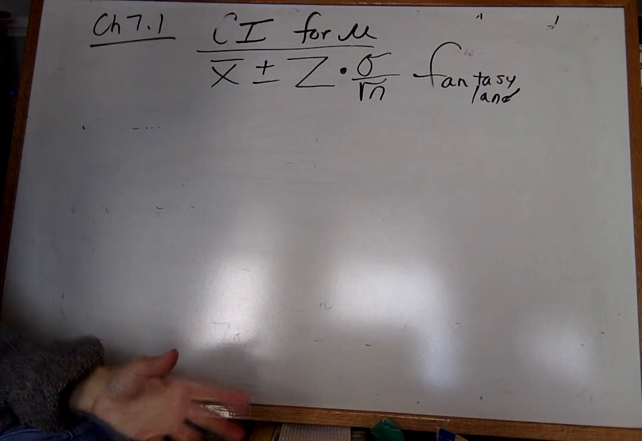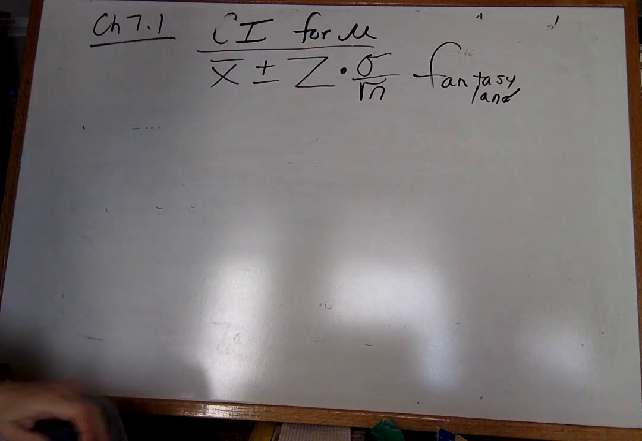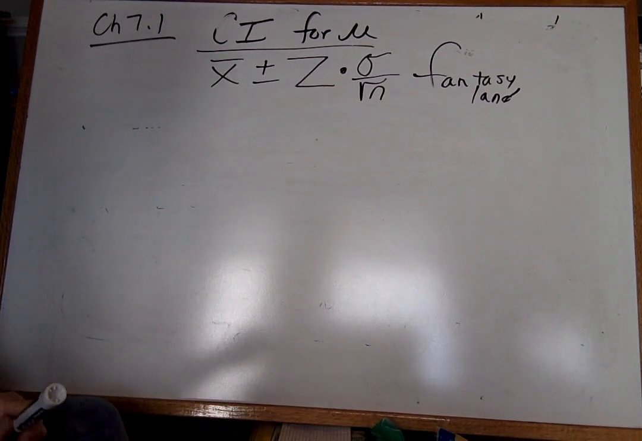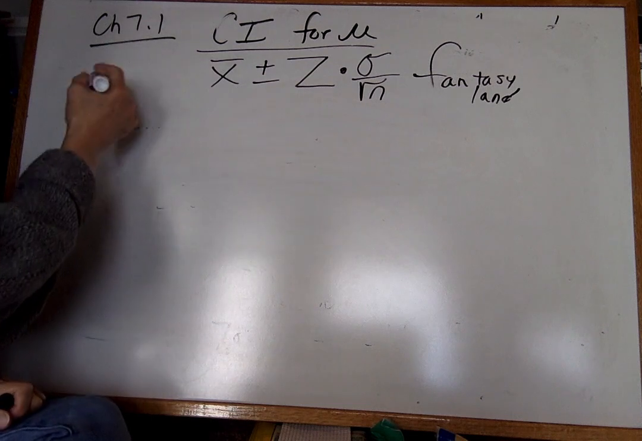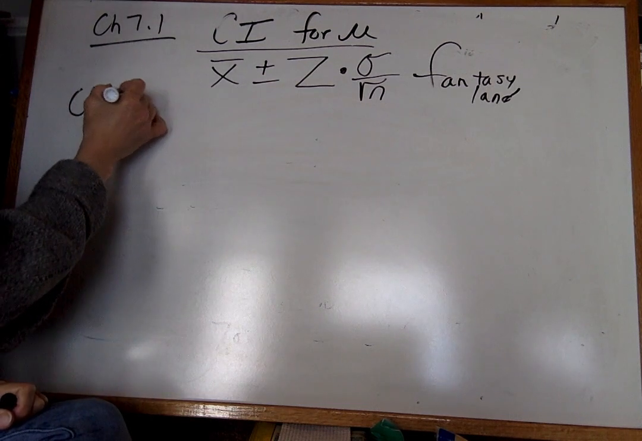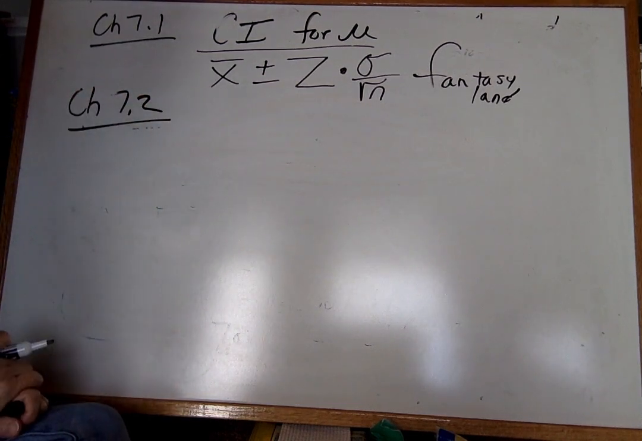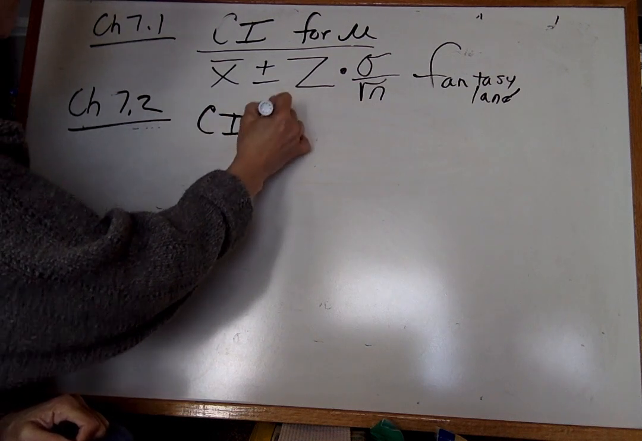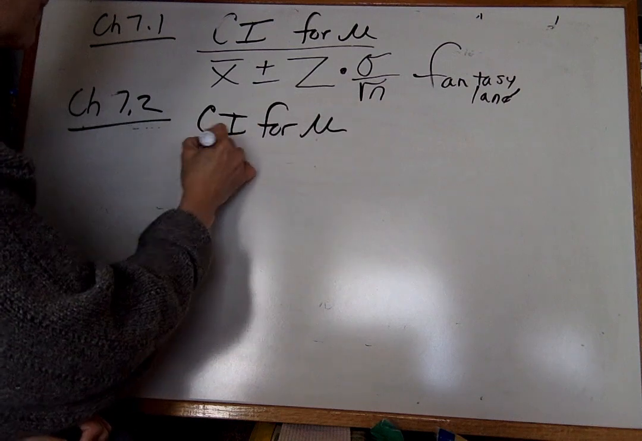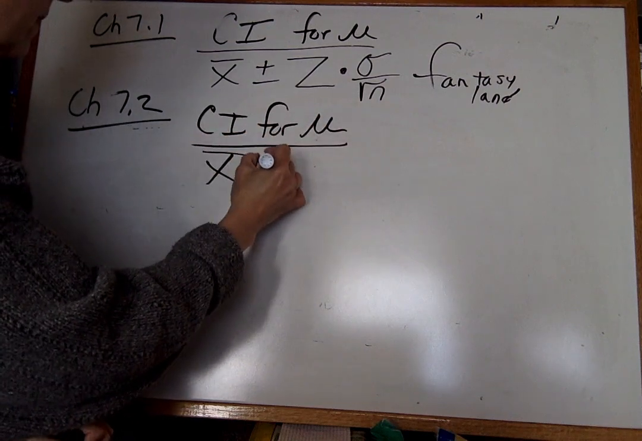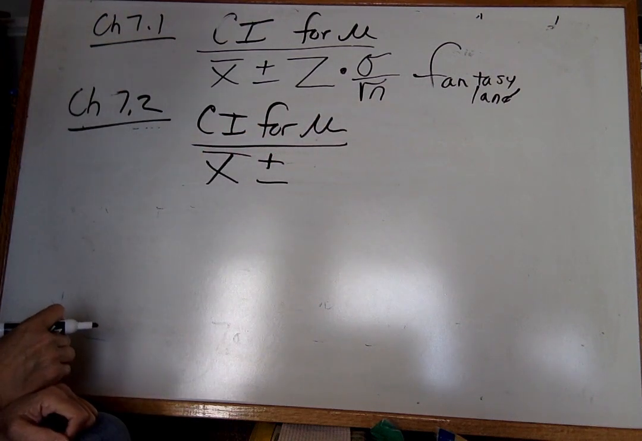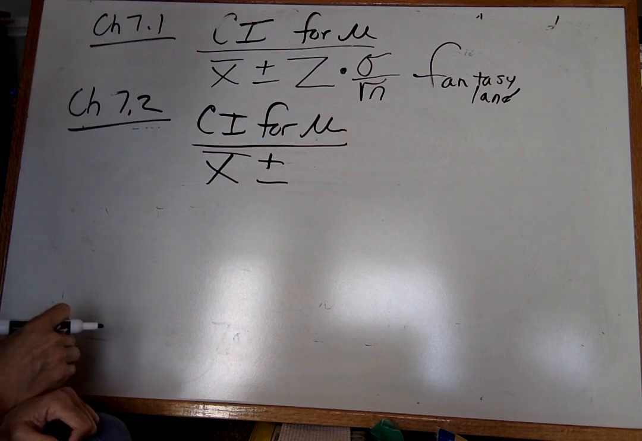I wouldn't. So this is not real life. We need to tweak it. So we're jumping straight ahead to chapter 7.2, the real life formula. I'm about to throw out some letters you're not even supposed to know what they are yet.